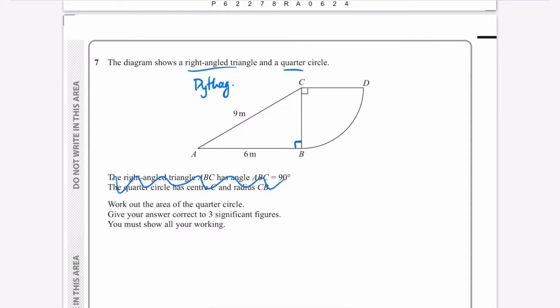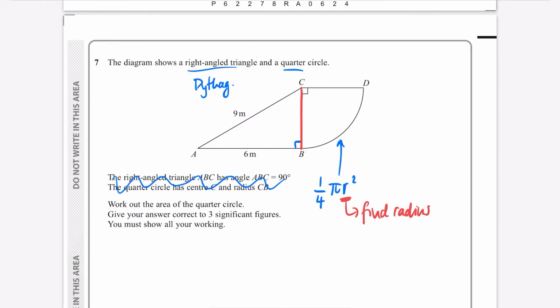Work out the area of the quarter circle. Give your answer correct to 3 significant figures. Well, if you're going to try and find the area of a circle, it's normally pi r squared. But because we want a quarter circle, we're going to do a quarter pi r squared. So I think the thing that's missing here is we need to find the radius. So the radius is actually this side, which looks like it's something to do with this triangle. So it is, in fact, a Pythagoras question.